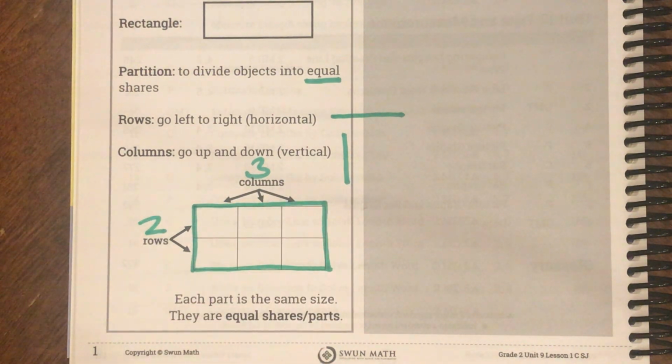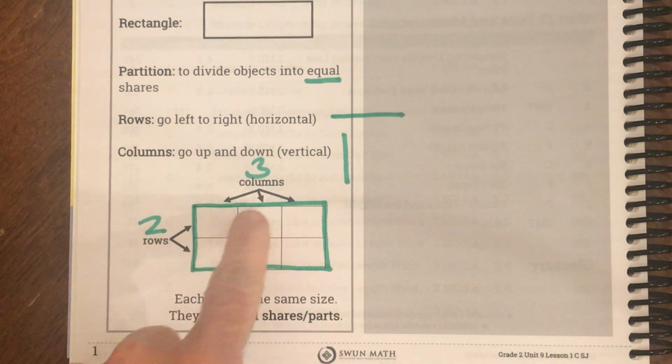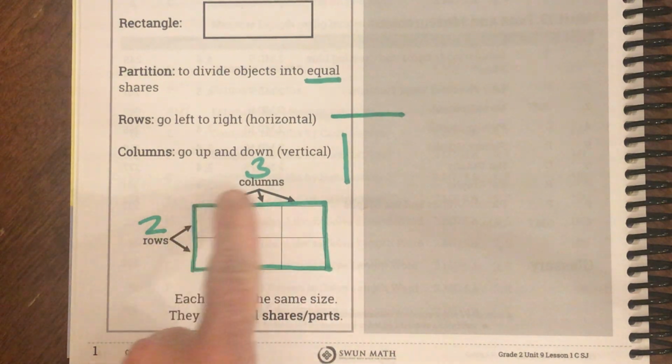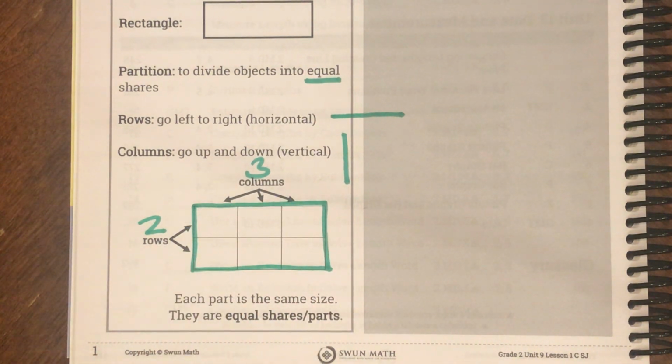Now it says each part is the same size. They are equal shares or parts. How many parts are in that rectangle now? How many parts have we cut it into? Let's count them. 1, 2, 3, 4, 5, 6. So there's 6 equal shares or parts in that rectangle. And that's what we're going to be practicing today, boys and girls.